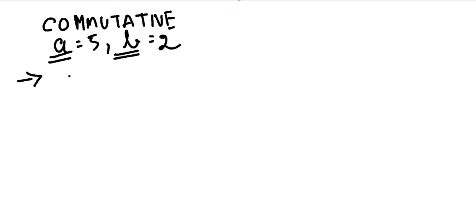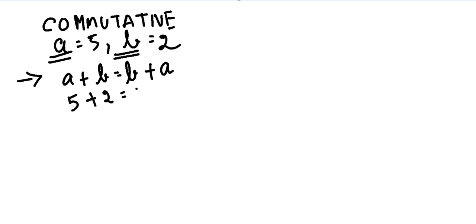So the commutative property of addition tells that a plus b is equal to b plus a. Let's check whether it is similar. So the value of a is 5 and b is 2. So you get 7 on both the sides, giving you a conclusion that addition is commutative. Now let's try the same for subtraction, multiplication and division as well.